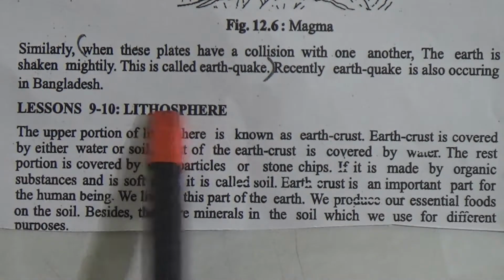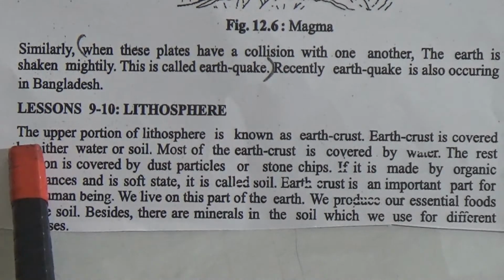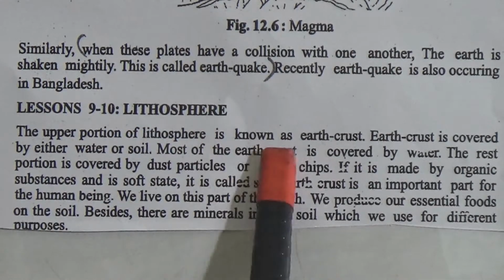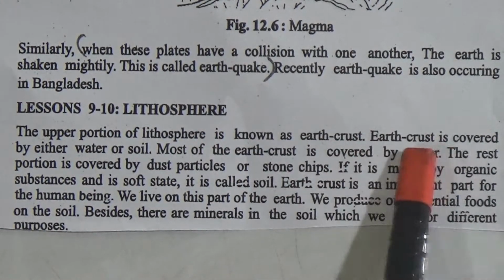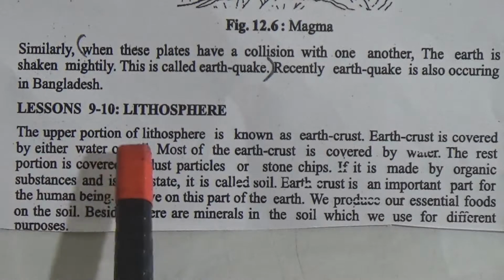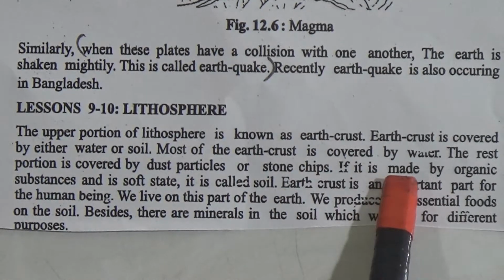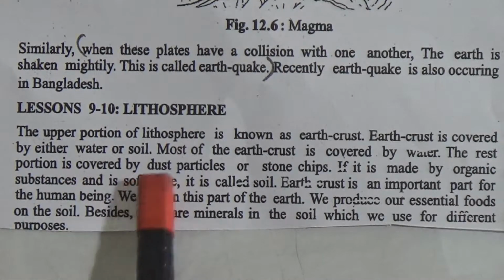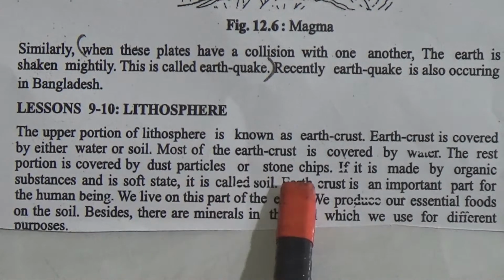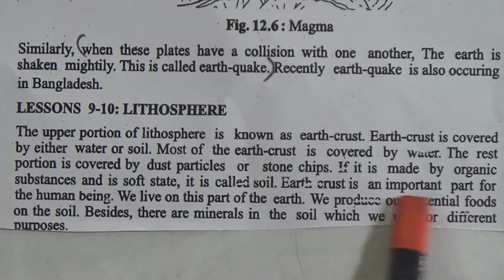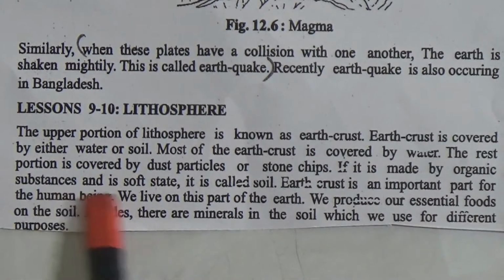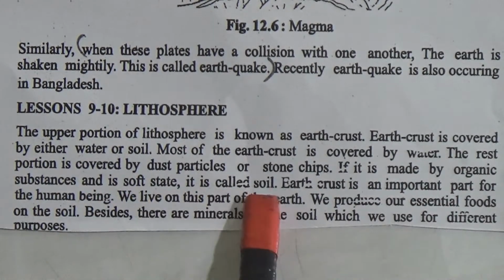Now, lesson number 9 and 10, lithosphere. The upper portion of the lithosphere is known as the earth crust. The earth crust is covered by either water or soil. Most of the earth crust is covered by water. The rest is covered by dust particles or stone chips. If it is made by organic substances and in a soft state, it is called soil.